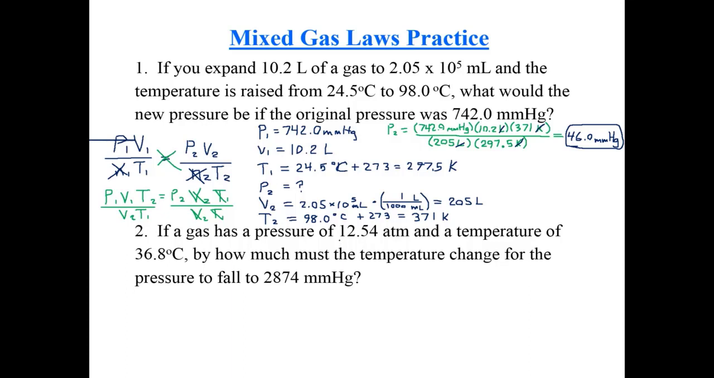All right. So let's take a look at number 2 then. If a gas has a pressure of 12.54 atm and a temperature of 36.8, by how much must the temperature change for the pressure to fall to 2874 millimeters of mercury. So what are the variables that are in play here? Pressure and temperature.